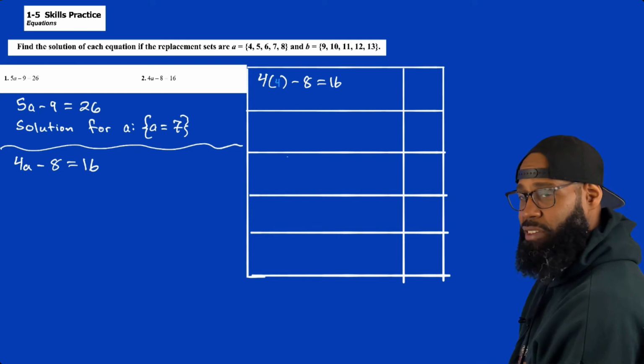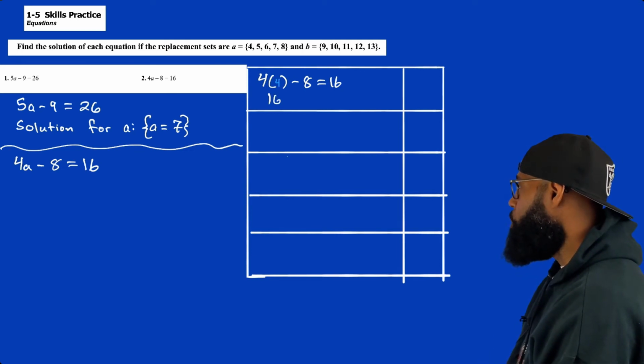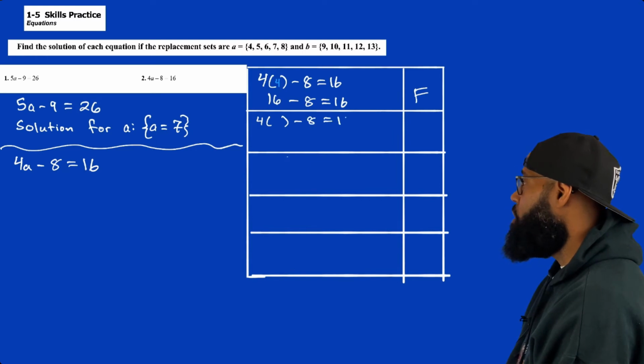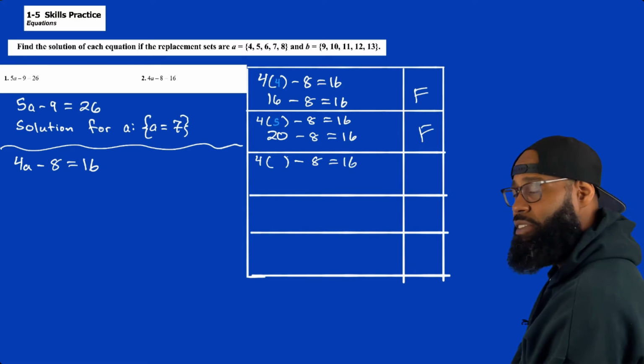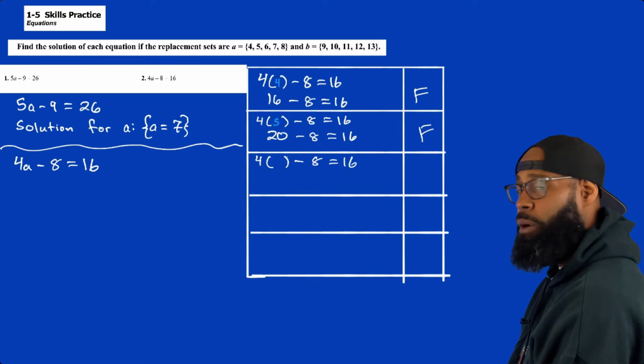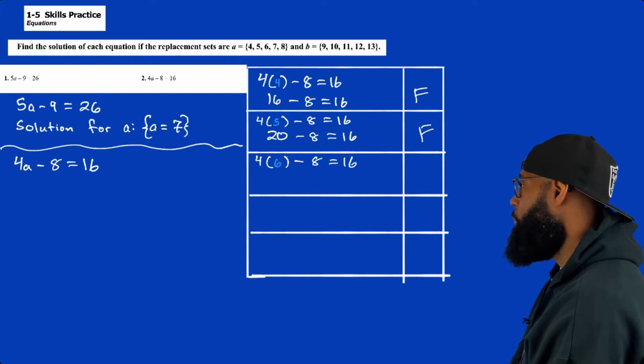So we're doing the exact same skill. Maybe we're going to do it one at a time now. So 4 times 4 is 16. 16 minus 8 does not equal 16. False. Next one, 4 times a, and this time we're plugging in the value of 5. So 4 times 5 is 20. 20 minus 8 is 12. So again, false. And of course, I can say 12 equals 16 and put a slash through the equal sign. And of course, that's indicating as well that that is not a proper solution for this equation.